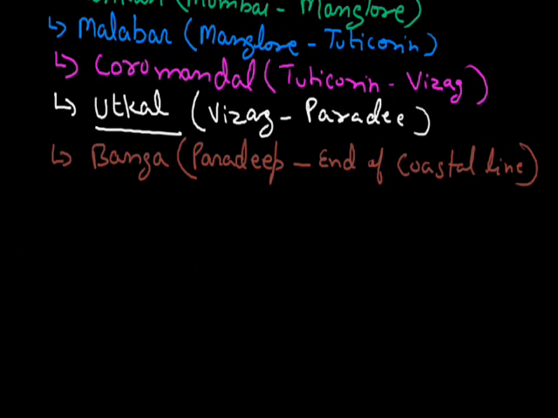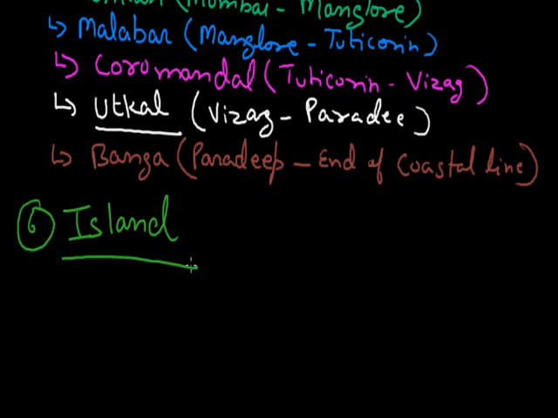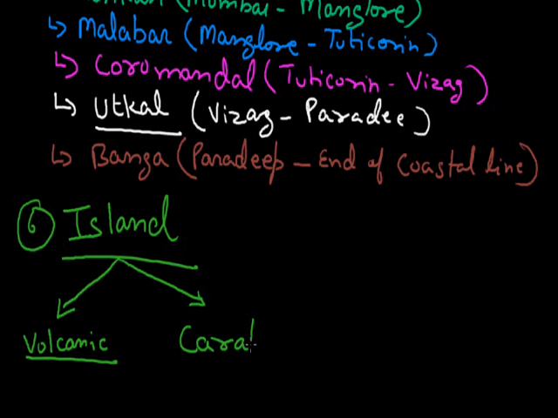Now let us come to the last physical feature of India, and that is the sixth physical feature of India, the island. Now in the world, islands are found, but in the world two types of islands are found. Like the Hawaii Islands of the Americas are made of volcanic eruption, and the islands between Australia and New Zealand are made up of coral reefs.